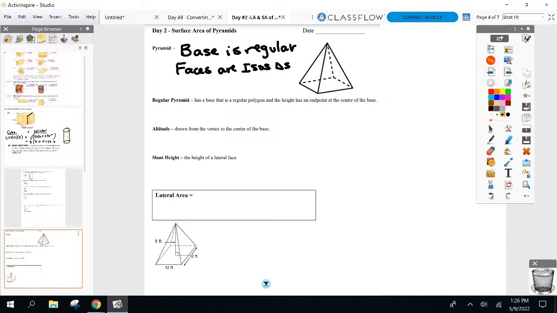Here's the point I need to get through to you right now. In a pyramid, there's not one, but two heights. There's the altitude height, and then the slant height, which is on one of the faces.